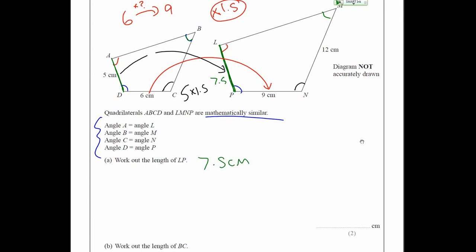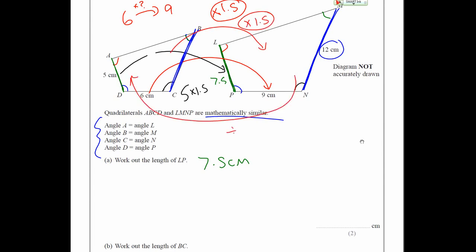Part B, work out the length of BC. So BC is here. And we know that this one is 12. So, going two different ways. When we go this way, we times by 1.5. When we go this way, we do the opposite. We can divide by 1.5.